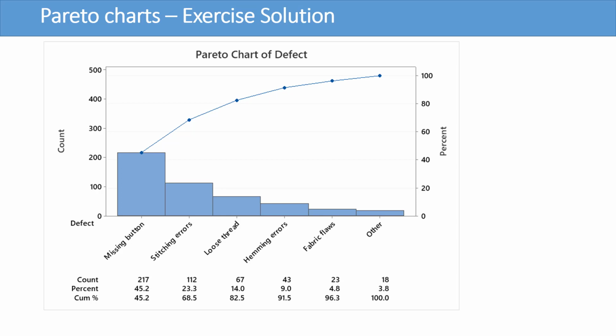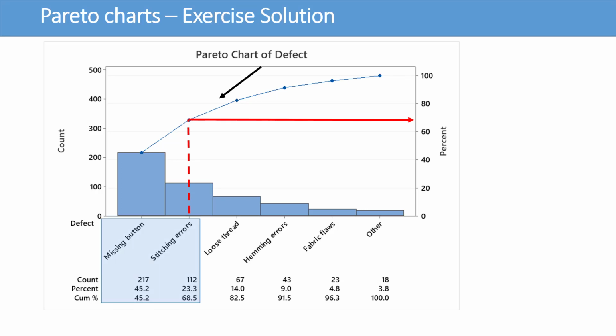showing and being able to communicate that among team members is what makes this chart useful. In this exercise, 45.2% of the defects are missing buttons, and 23.3% are stitching errors. The cumulative percentage for missing buttons and stitching errors is 68.5%. Thus, the largest improvement to the entire clothing process might be achieved by solving the missing button and stitching problems.